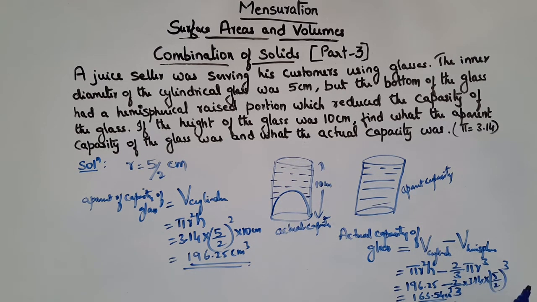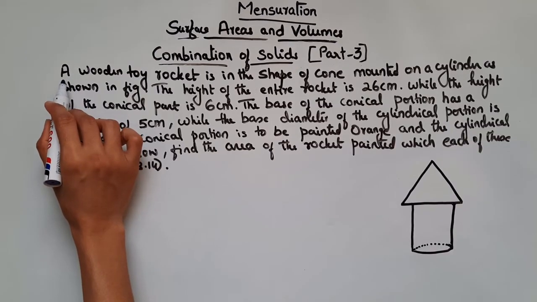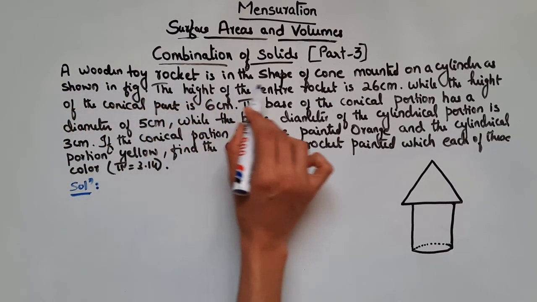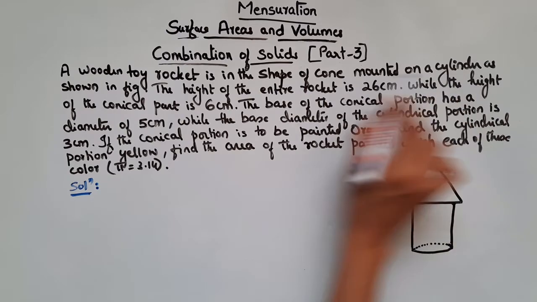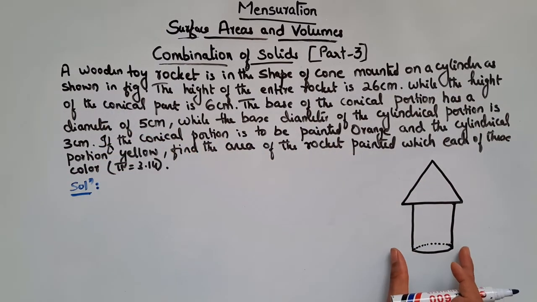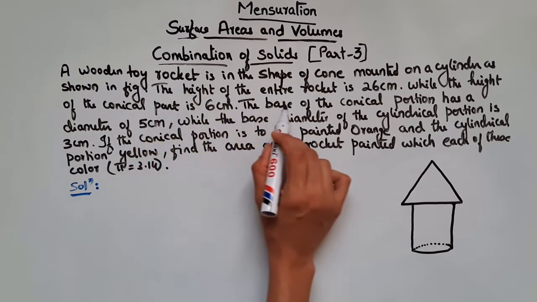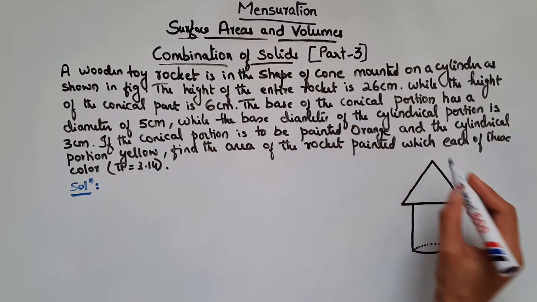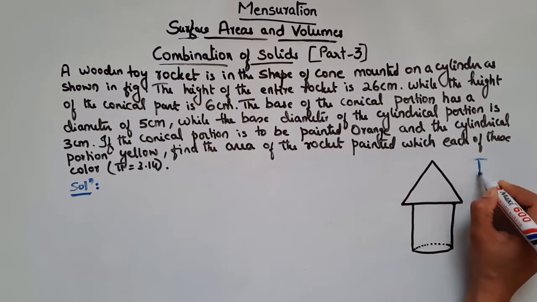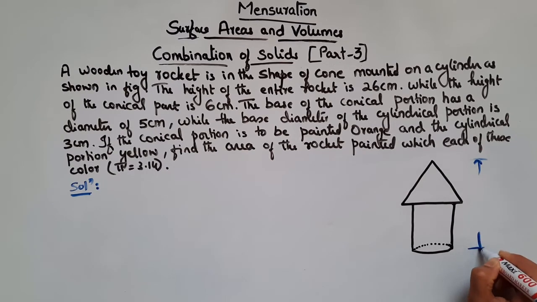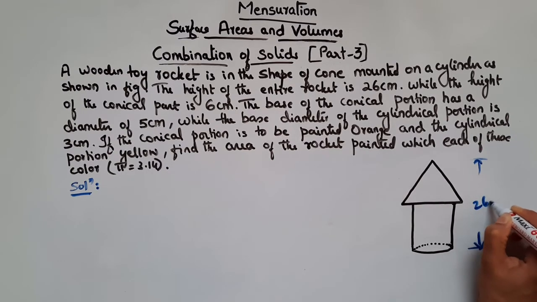Now let's see one more problem. So now let's see this problem. Here it says a wooden toy rocket is in the shape of a cone mounted on a cylinder as shown in the figure. So the shape of the toy rocket is a cone mounted on a cylinder. The height of the entire rocket is 26 centimeter. So the height from here to here is 26 centimeter.